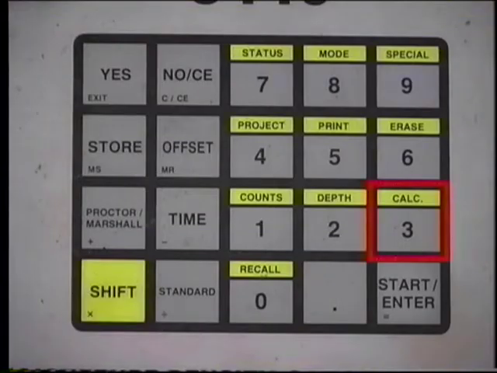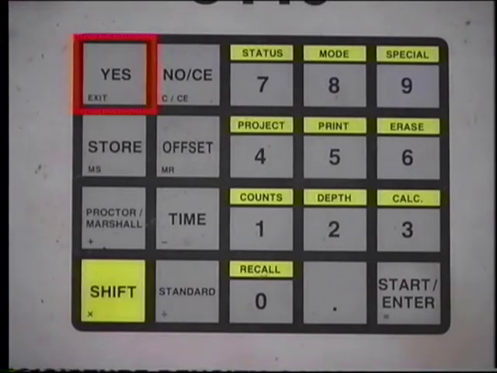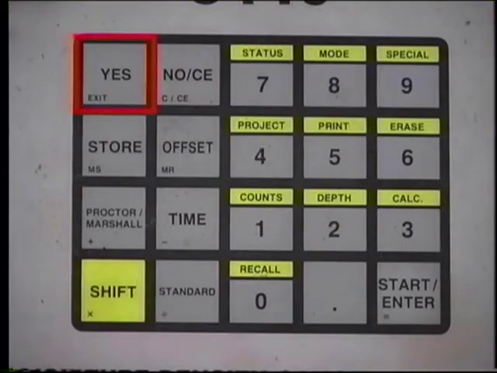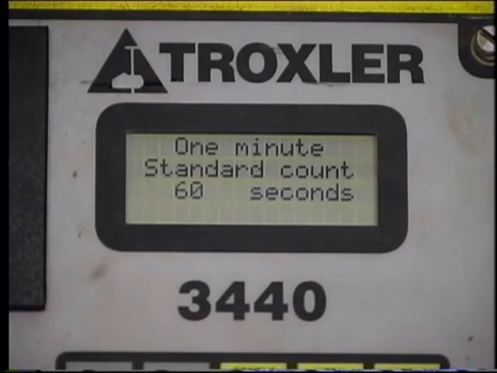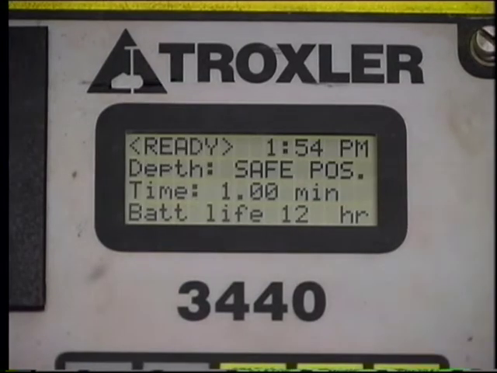Press the 3 key to select the trench offset. Press the Yes key to obtain the following display. Press the Yes key again to obtain the following display. Press the Start key to begin a 1-minute count. After counting down to 0, the display will show the following. Press the Yes key. The device will return to the Ready mode.